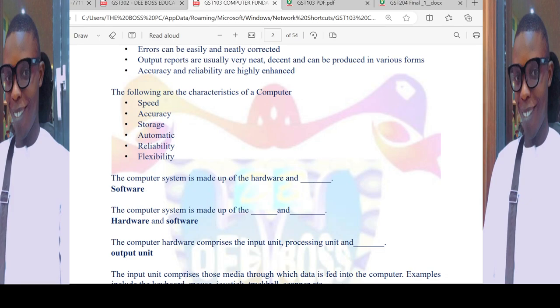The computer hardware comprises the input unit, processing unit, and the output unit. That is the hardware. And under each of them, we have different parts. In the inputs, you have parts like the keyboard, you have parts like the microphone, and the likes, okay? In the outputs, okay, there are also other parts. In the processing, that's the central processing unit for you, okay?